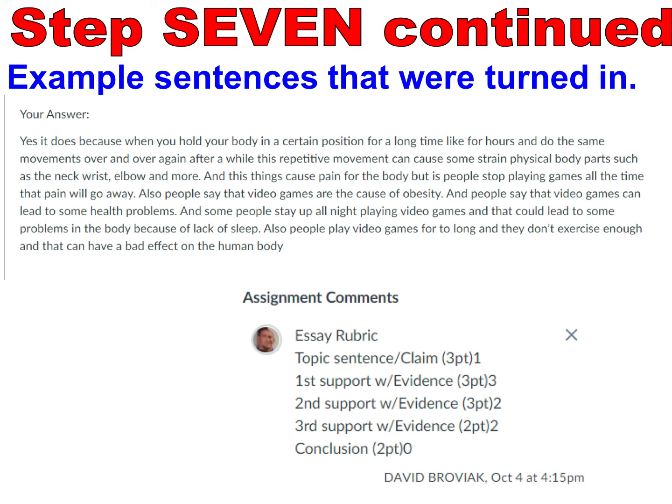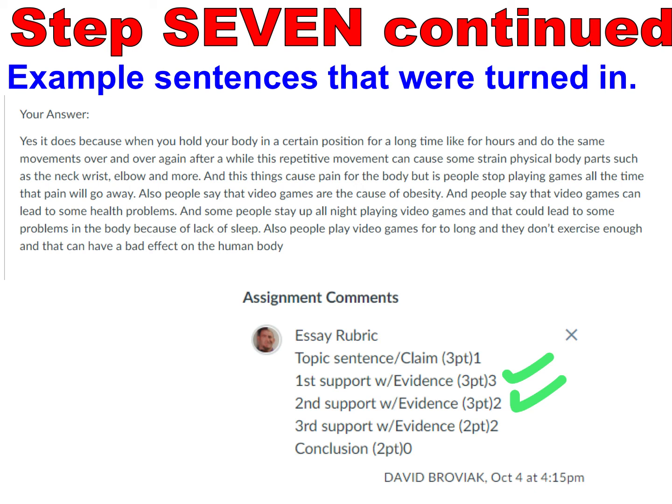Then let's see. And this things cause pain for the body, but as people stop playing games all the time, that pain will go away. Also, people say that video games are the cause of obesity. So the problem you have here is you mentioned a little bit connecting back to the article, so I gave you credit for the fact that you got close to it, and then you jumped to a new idea with obesity, but you didn't mention the articles. Since you didn't mention the articles, you didn't get all of your points on that one.